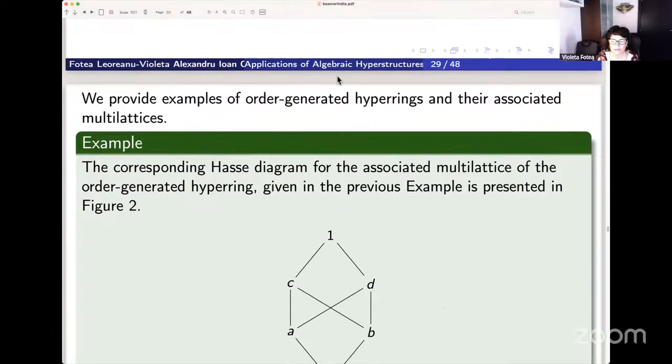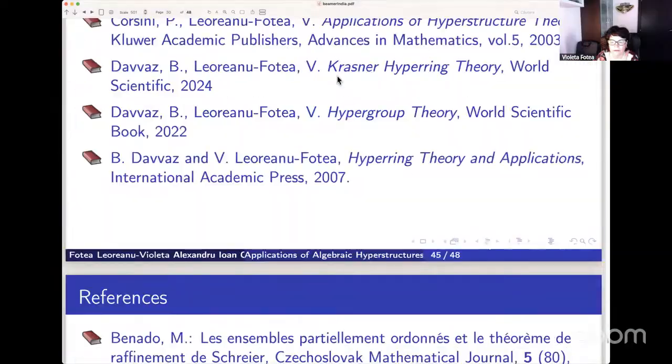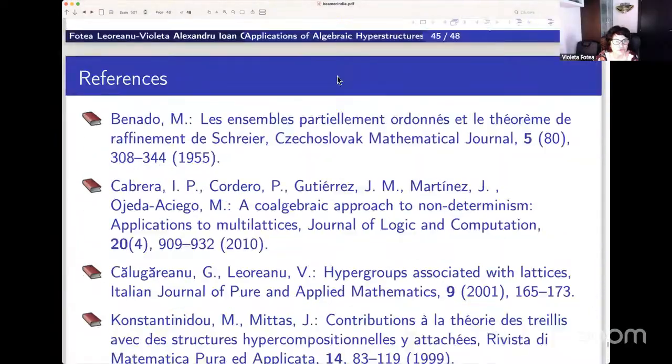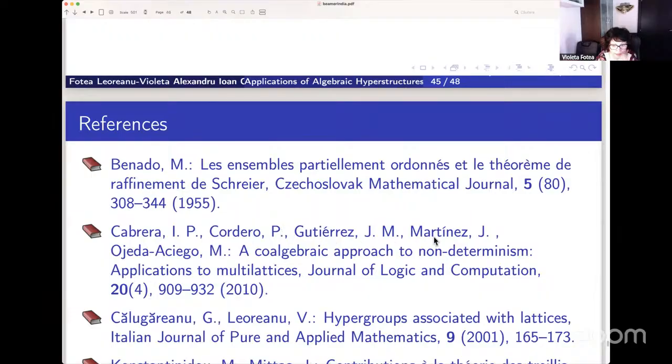In application, colleagues of the Spanish school, Cabrera, Cordero, Gutierrez, Martinez, and Ojeda Aciego, studied this in connection with computer science. They are professors of computer science in Spain, in Malaga. Most of them, I don't know if everyone, but most of them in Malaga, in Spain, and they studied multilattices for computer science.